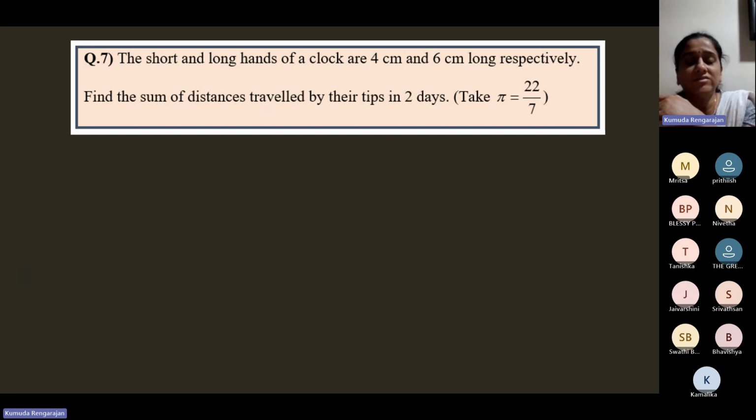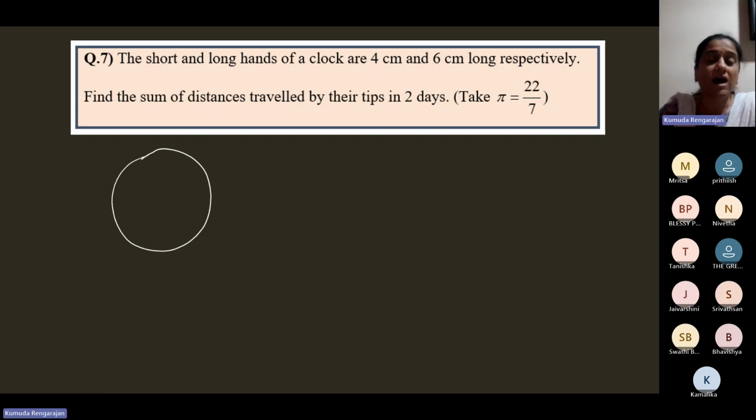The short hand is the hour hand. The long hand is the minute hand. So it's not the seconds hand. Short hand is the hour hand. The long hand is the minute hand. You must find the sum of the distances traveled by their tips in 2 days. In 2 days. Now let's look at the hour hand.